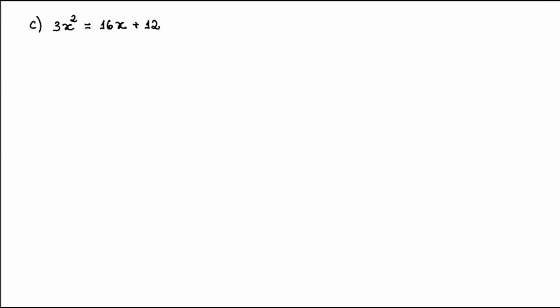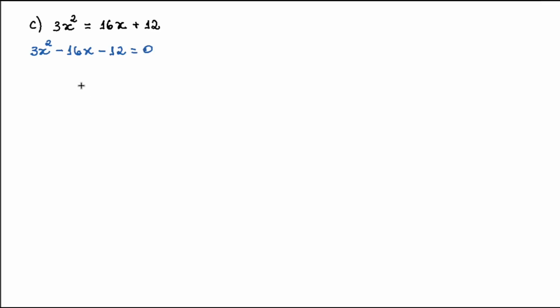Okay, now let's solve the equation 3x squared equals 16x plus 12. First, let's rewrite the quadratic equation in standard form. To do that, we subtract 16x and 12 from both sides. Then we can rewrite the equation as 3x squared minus 16x minus 12 equals 0.